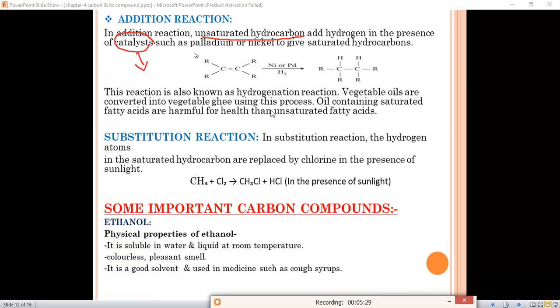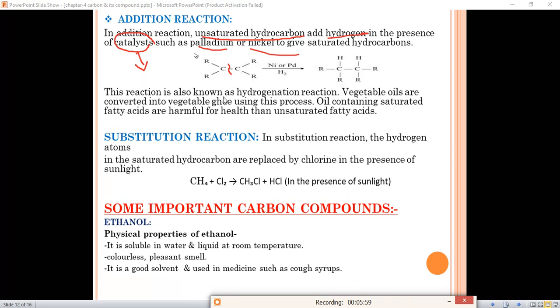Addition reaction: unsaturated hydrocarbon adds hydrogen, meaning hydrogen is added between the double or the triple bond, in the presence of a catalyst such as palladium or nickel to give saturated hydrocarbon. Like this, C double bond C, the carbon contains a double bond in between and 4 R groups are present. Nickel or palladium catalyst is there, hydrogen is there. So this hydrogen molecule will break the bond. This bond is broken and one hydrogen will add on both the carbons so that it will become saturated. Unsaturated is changing into saturated hydrocarbon.